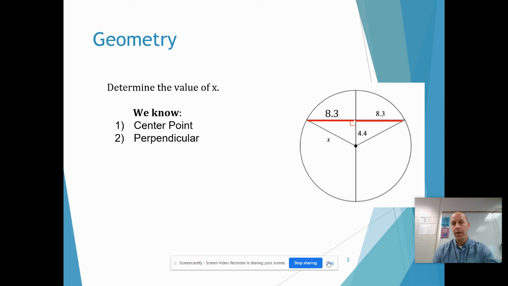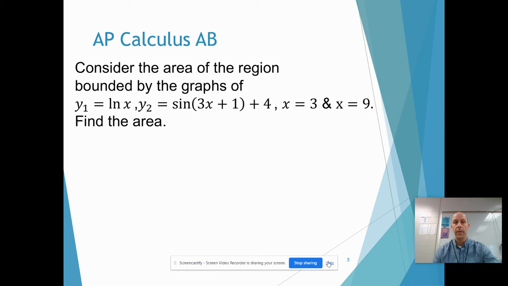Therefore, the segment on the left has to be 8.3. We've got a right triangle there on the left, so we can use the Pythagorean theorem. So 8.3 squared plus 4.4 squared has to equal x squared. With a little bit of calculation, we can get that x is approximately 9.394.